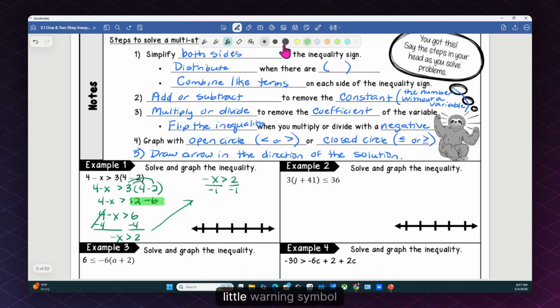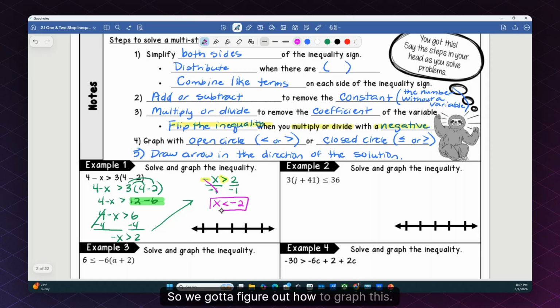But, little warning symbol, when you multiply or divide with a negative, you've got to flip the inequality. So this negative sign here means I'm going to address that inequality. So let me do that real fast. That negative divided by negative, that cancels. So I get x. I'm going to flip my inequality. 2 divided by -1 is -2. Alrighty, we have our answer.